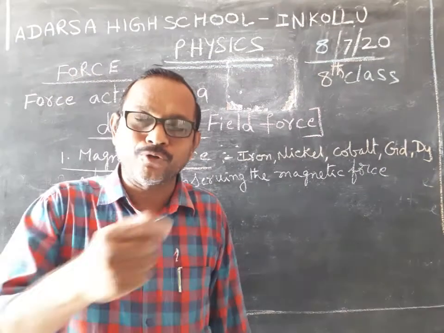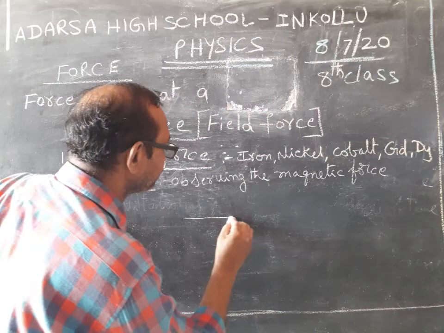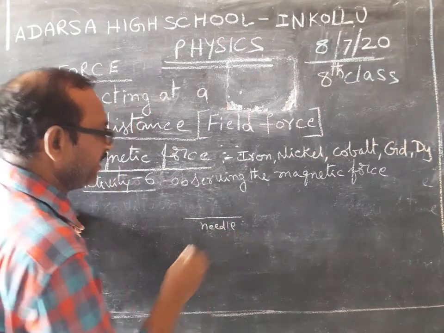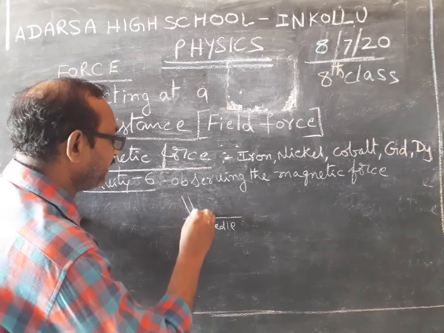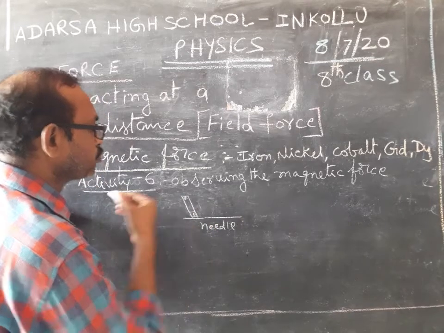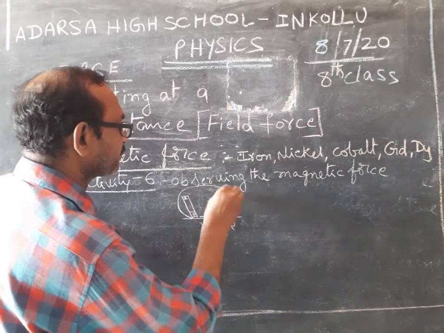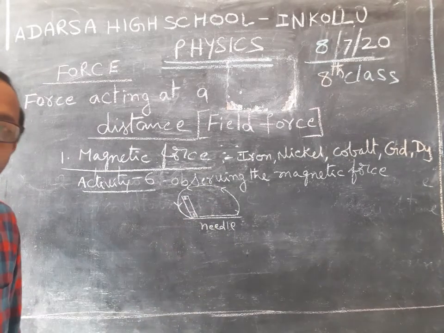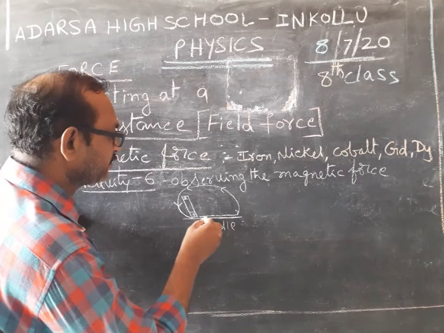Take a sewing needle and rub it. Rub it with the help of the magnet, North Pole, South Pole. Rub it in this direction. What is this one? This is the needle.